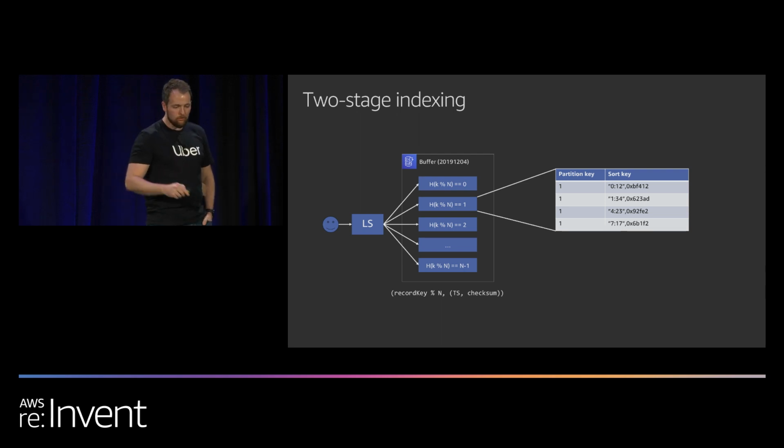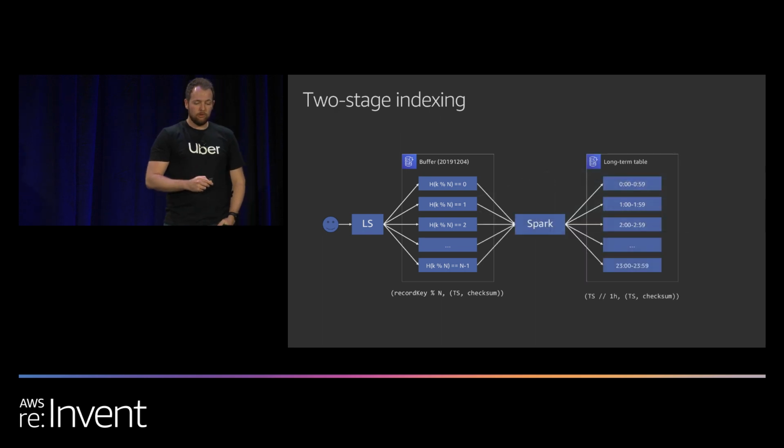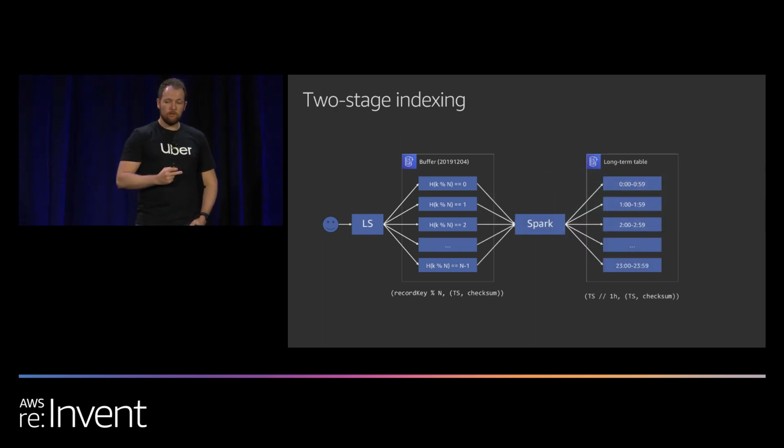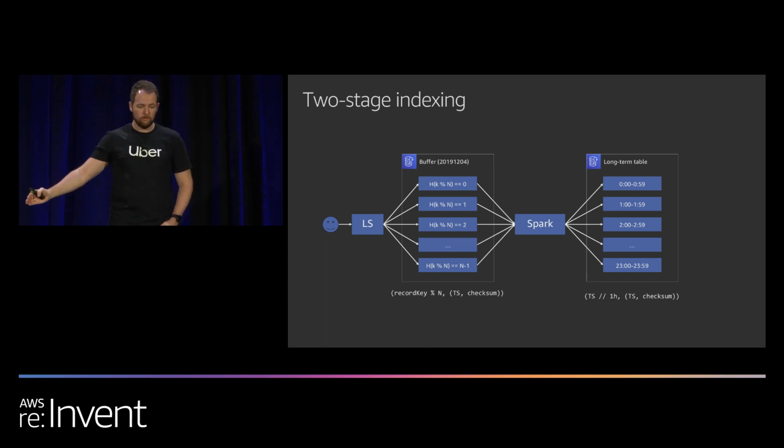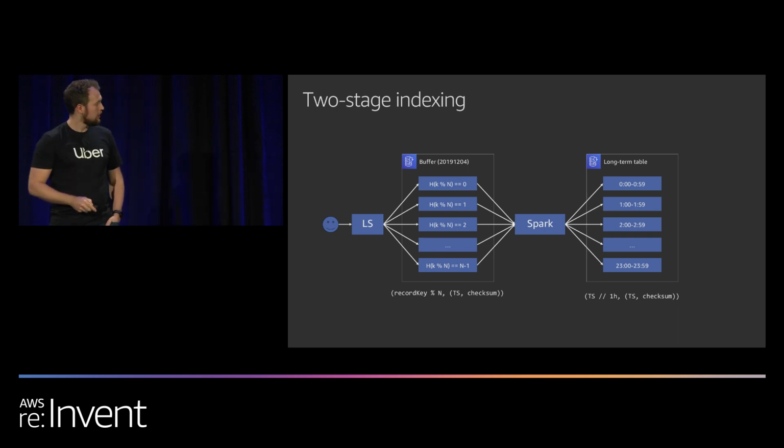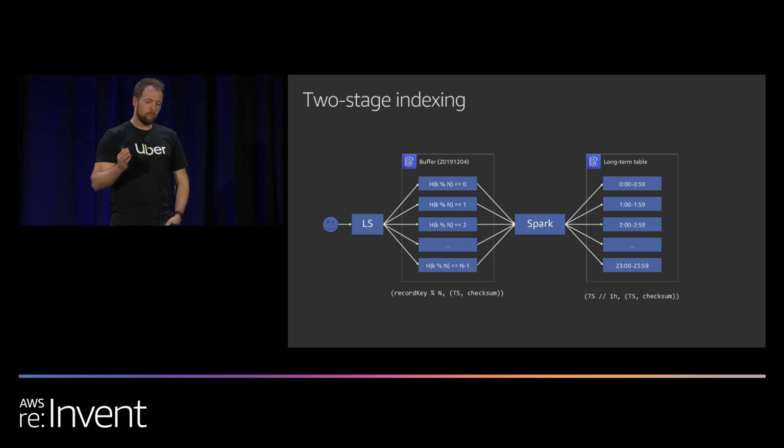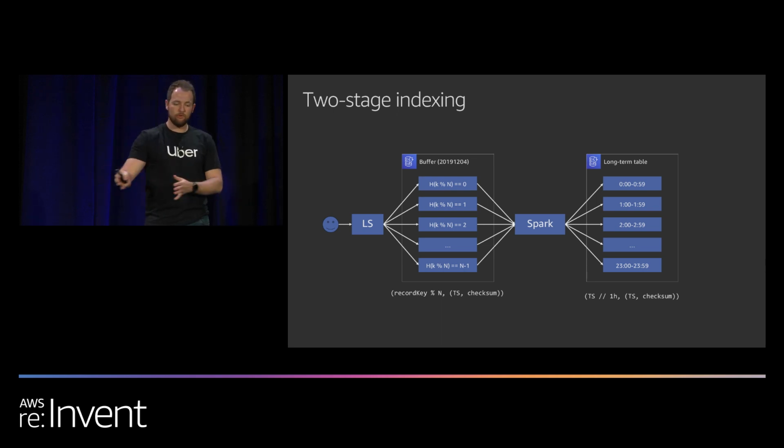So that's where the two-stage comes in. Then we have a long-term table, which is also a DynamoDB table, where we actually keep our data for the long term. So this is where we keep our index data for the duration of whatever this use case is. And we use Spark to offload that. So when the day is over, we shift the traffic to a new table, and we start a Spark job that moves it over.